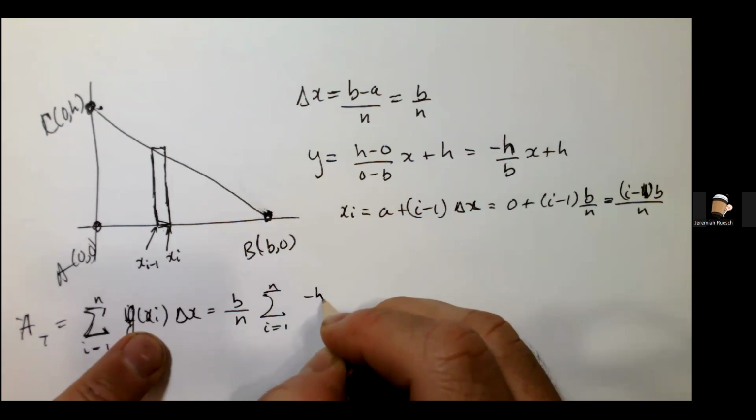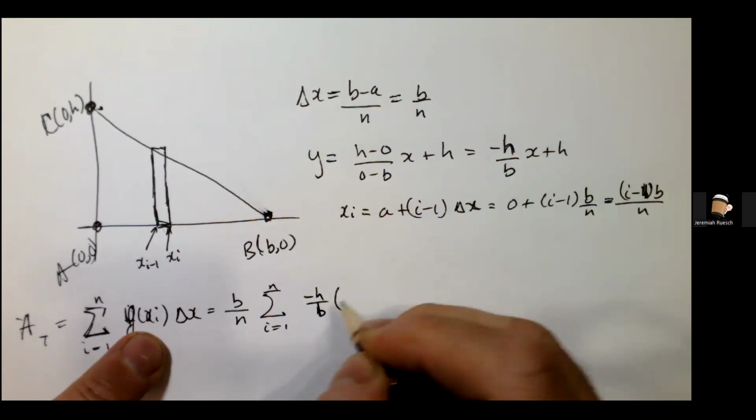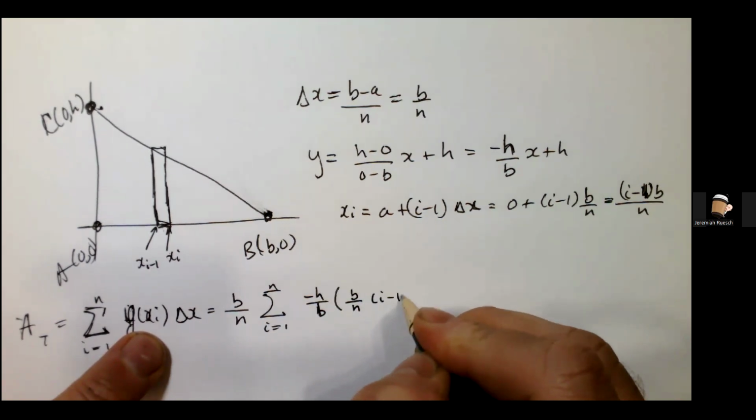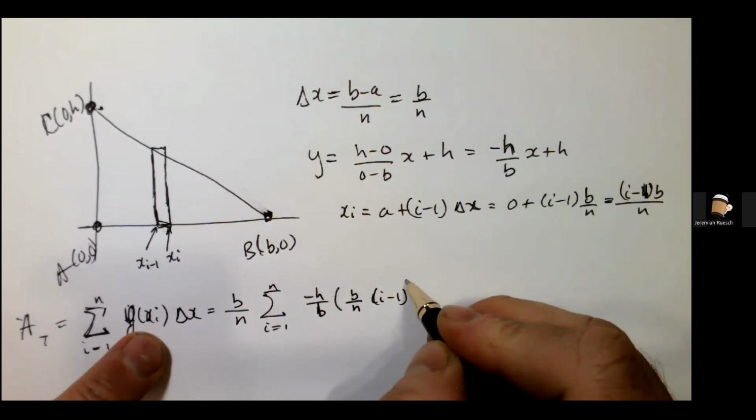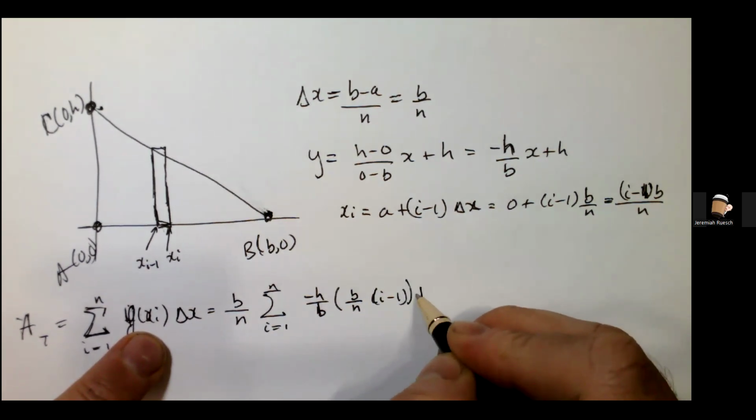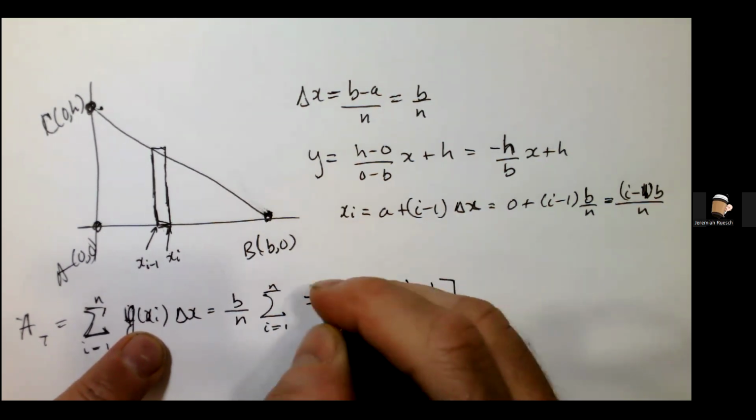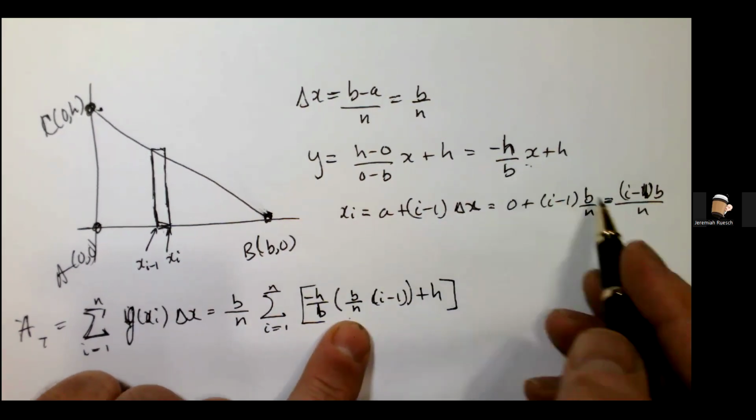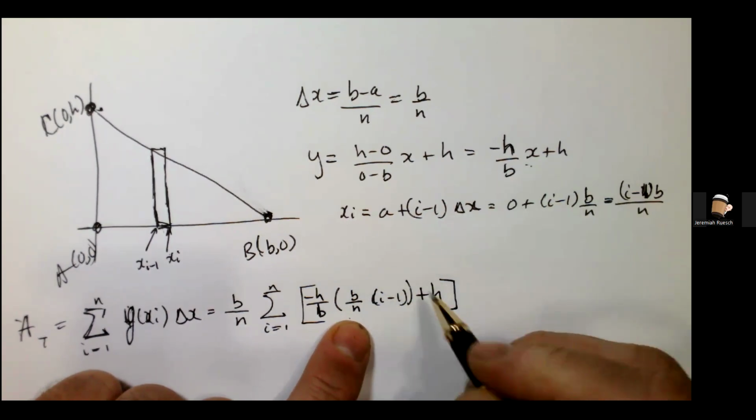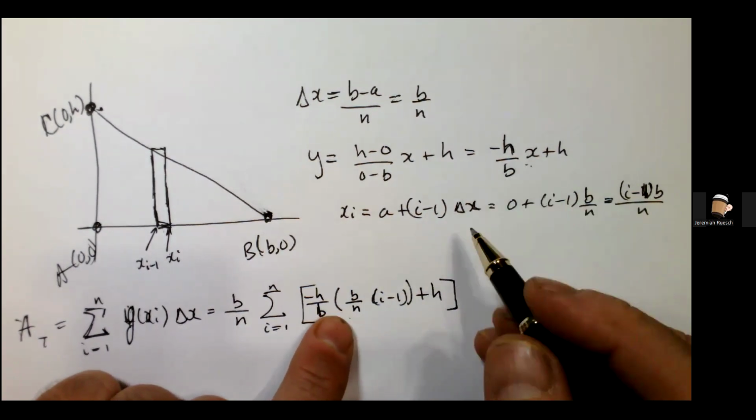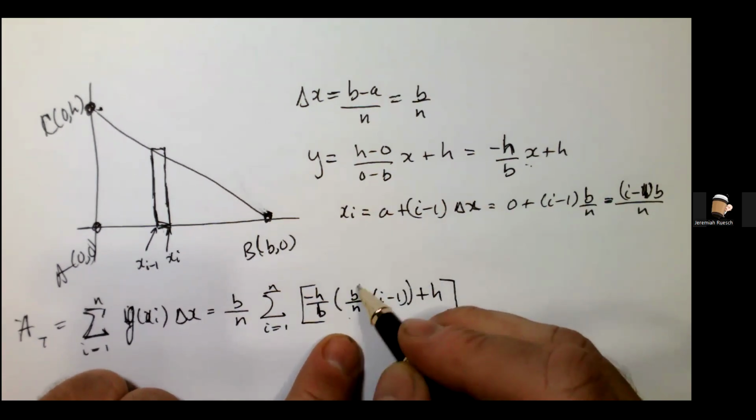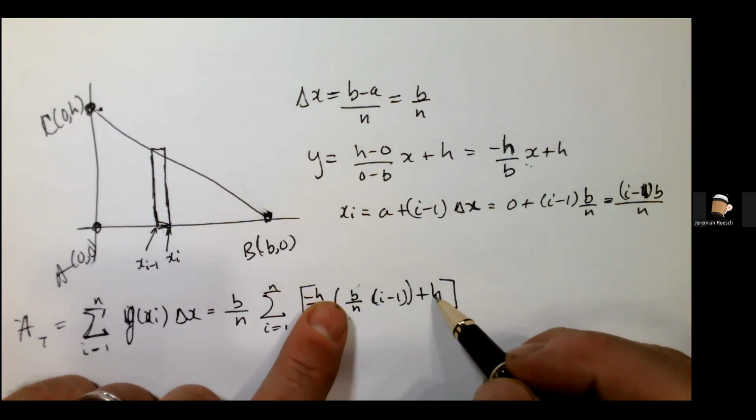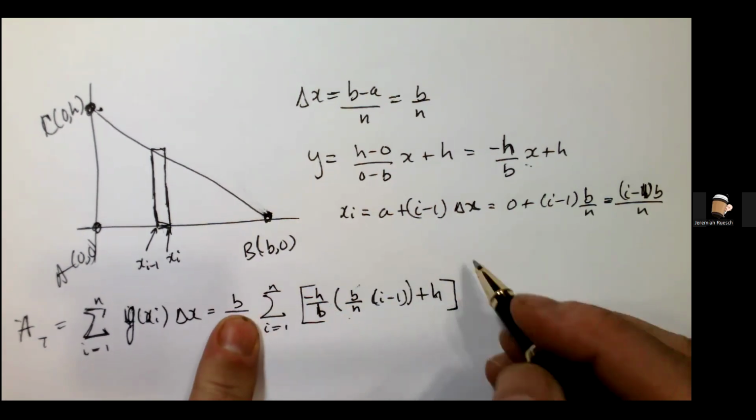I have negative h over b times b over n, (i minus 1), plus h. Okay, so this is the x part here, and then I'm plugging in this quantity in for x, and then this is the plus h there. Okay, so you should see that the b's cancel, and I have an h in both of these terms. So I'm going to factor that h out.